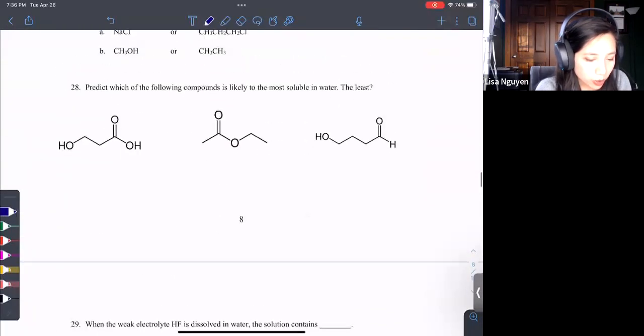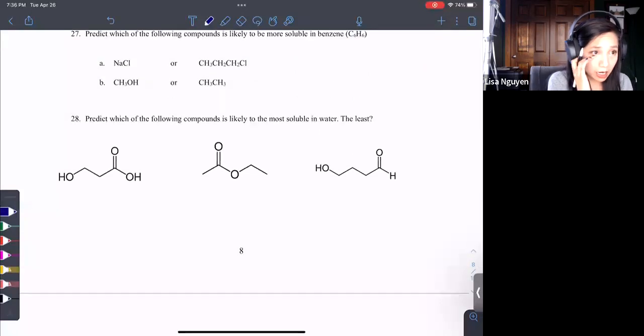Okay, so question, can we do 28? Unless we did it in class. Okay, 28. Okay, yeah, so let's look at these other functional groups.